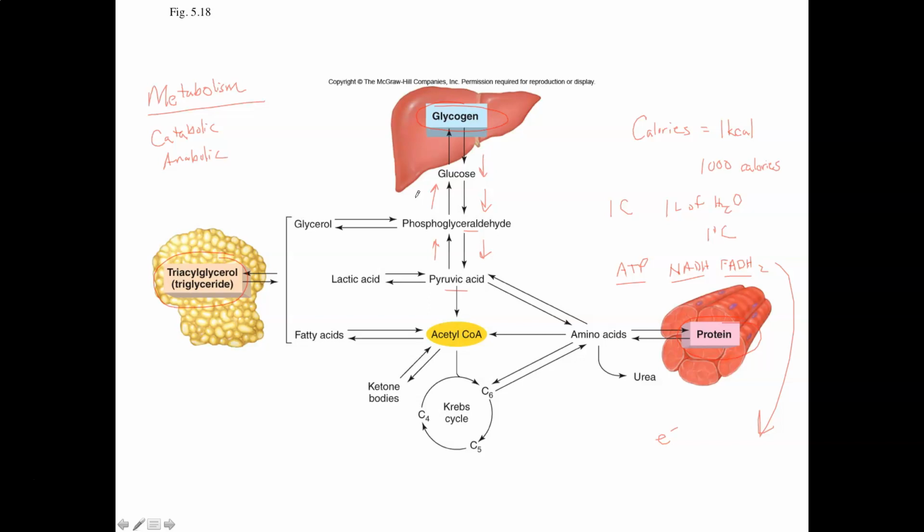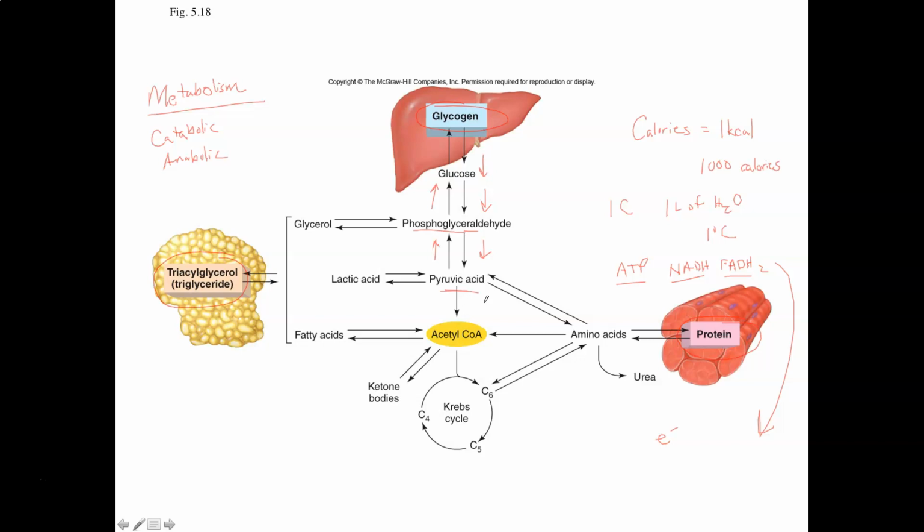Oftentimes, newly formed products often become the substrates for the next reactions in a pathway. So glucose becomes phosphoglyceraldehyde. That is a new product, but then it becomes the substrate for converting it into pyruvic acid. And then as you look at all these different pathways, you're going to see that there are enzymes involved in the process. And so there are various enzymes within cells that are going to run these metabolic pathways.